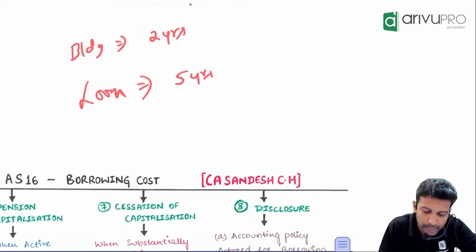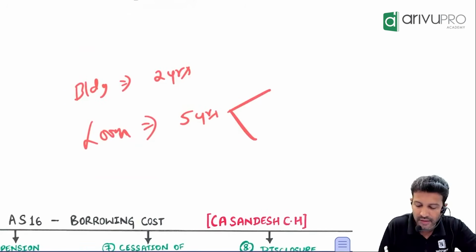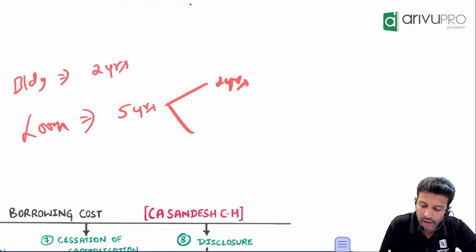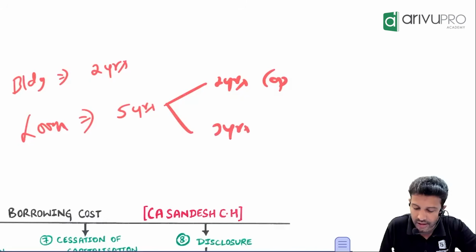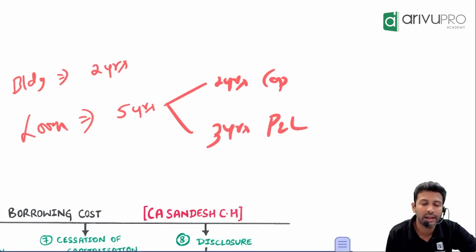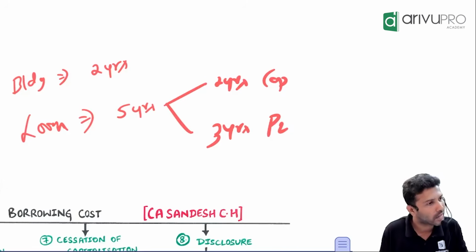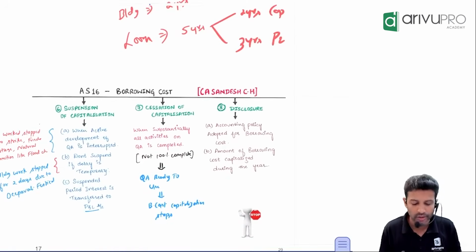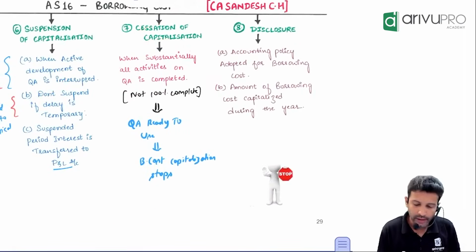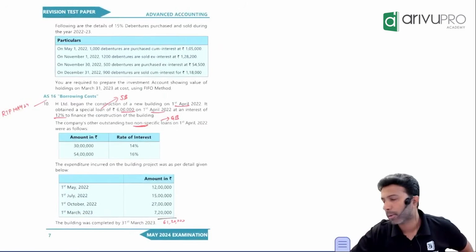Like in my example, when is the building ready to use? 2 years. That means out of this 5 years' interest cost, 2 years you will capitalize. 3 years' interest cost you will transfer to P&L. Once the qualifying asset is ready to use, capitalization should stop. Beyond that, whatever interest you are paying will be transferred to the P&L account. Disclosure is not very important. That's the concept of this particular standard.